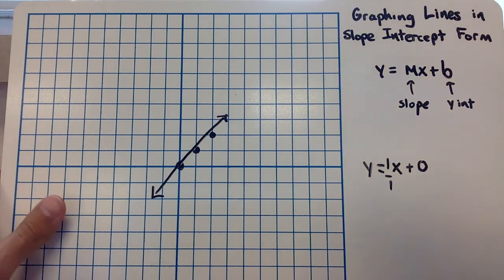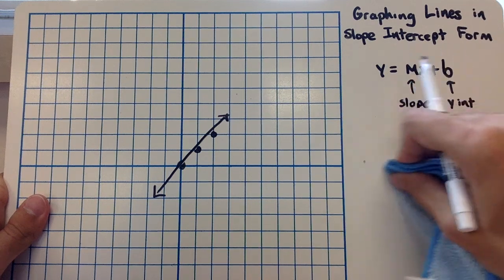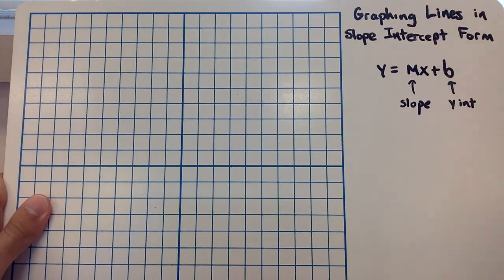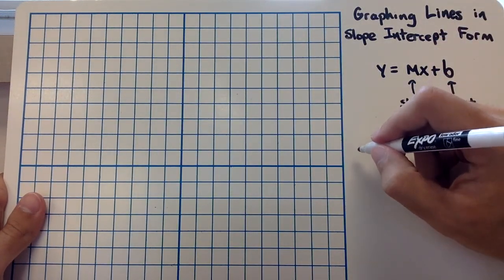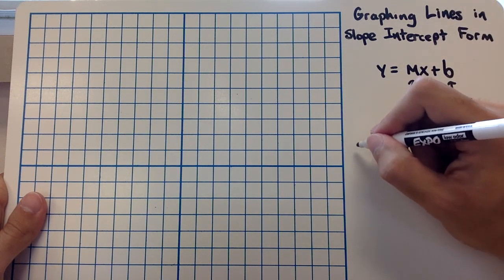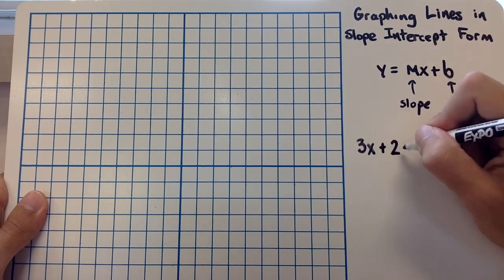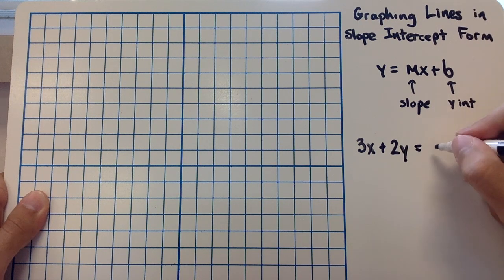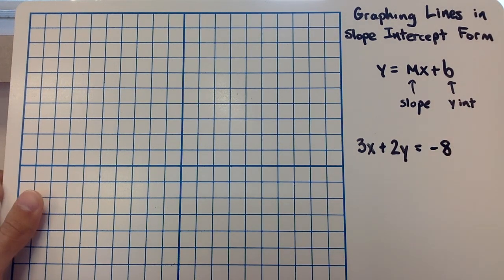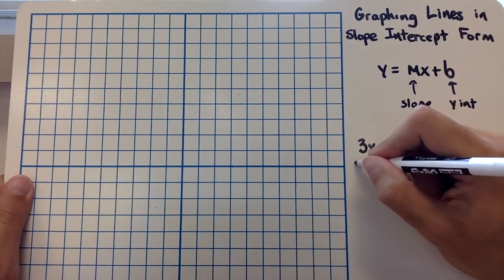So I lied to you guys actually, accidentally. There is one more problem I want to do because it just popped in my head. I have not shown you what to do if your variable is not already by itself, if it's not in this form. So let's say I had, for example, 3x plus 2y equals negative 8. If this was my equation, it's not in slope-intercept form, I can't graph it right away. I have to get the y by itself, which you guys are probably pretty familiar with how to do.